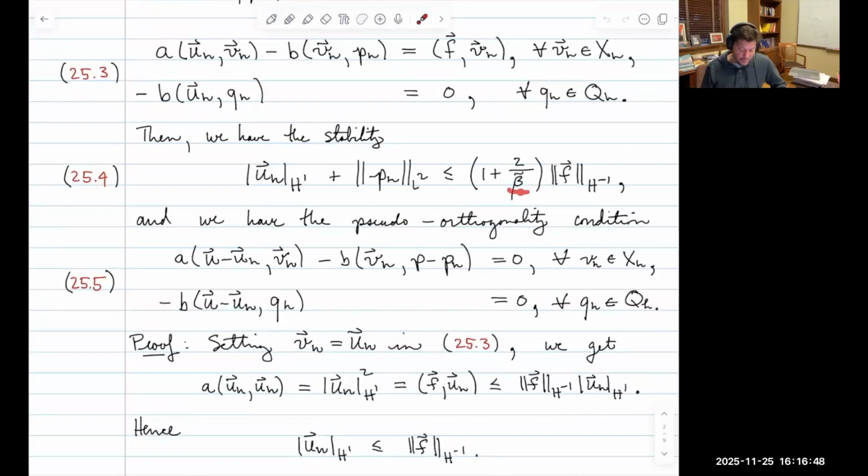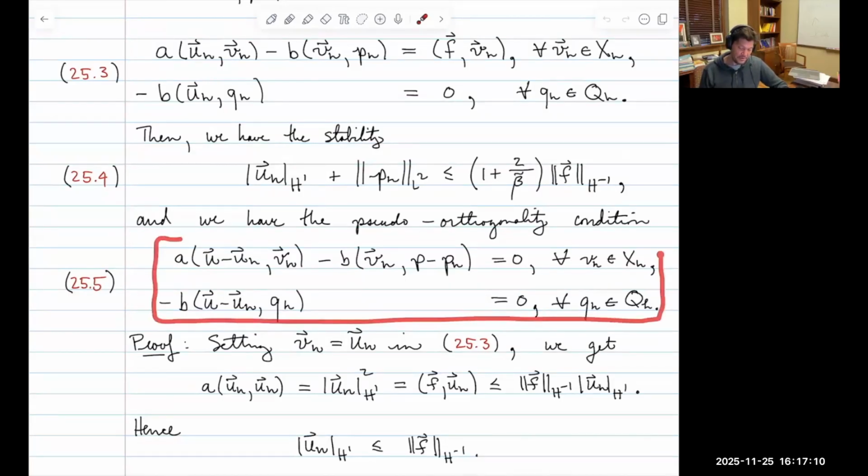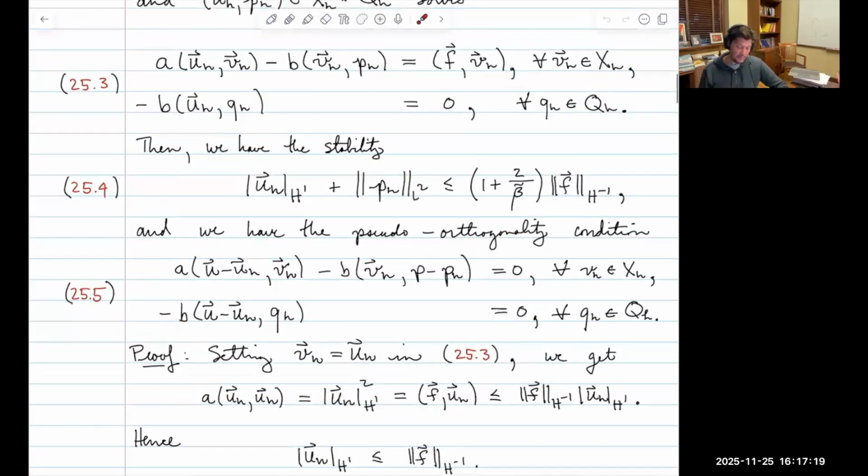So if that's true, then we can prove that for these solutions, which do depend on H, we can bound those above by something which is completely H independent. That's very important. Furthermore, we have this pseudo orthogonality condition, which turns out to be almost entirely a useless condition. And we'll try to explain why that's so. Now that condition is very easy to prove.